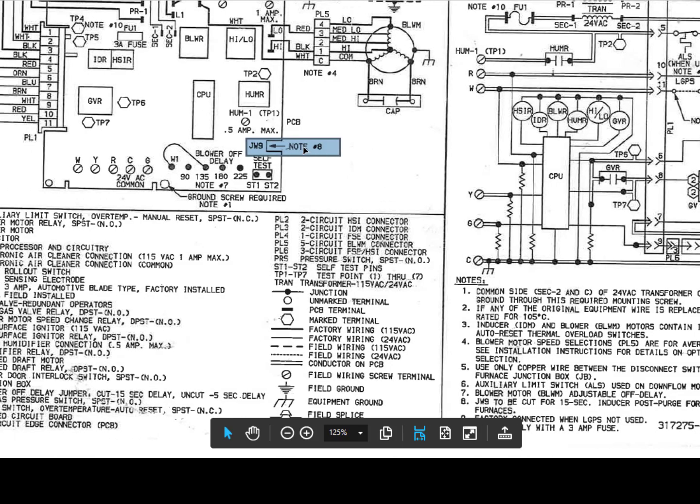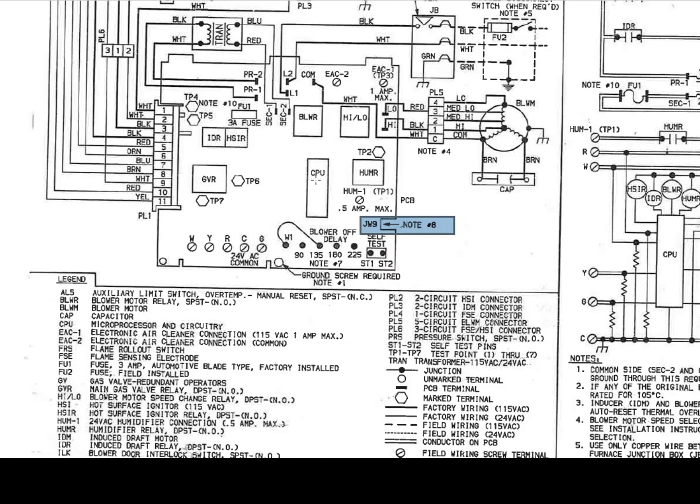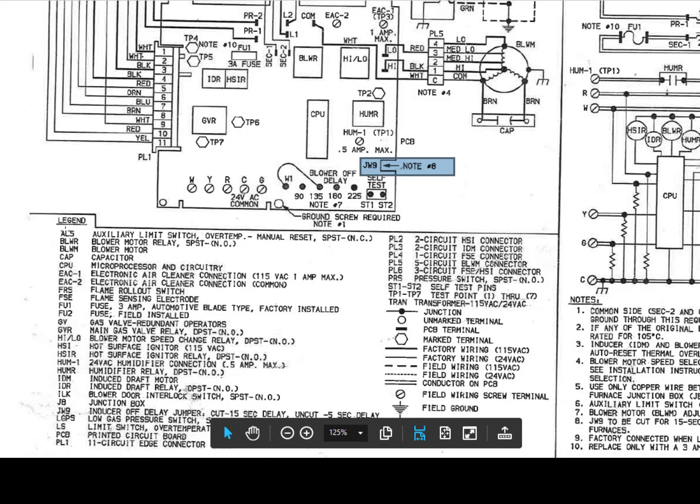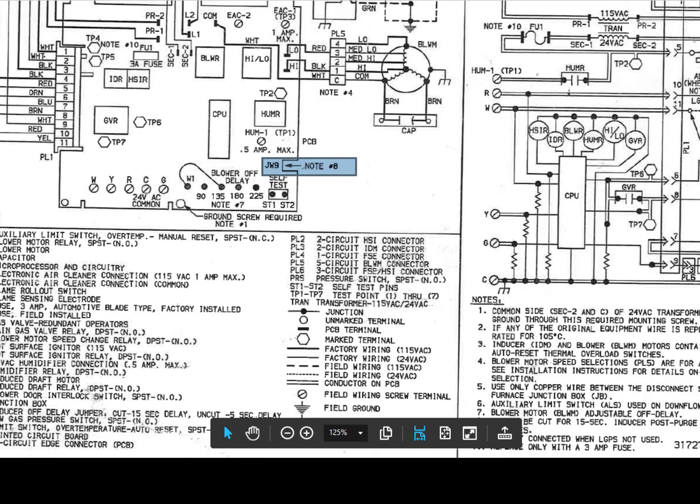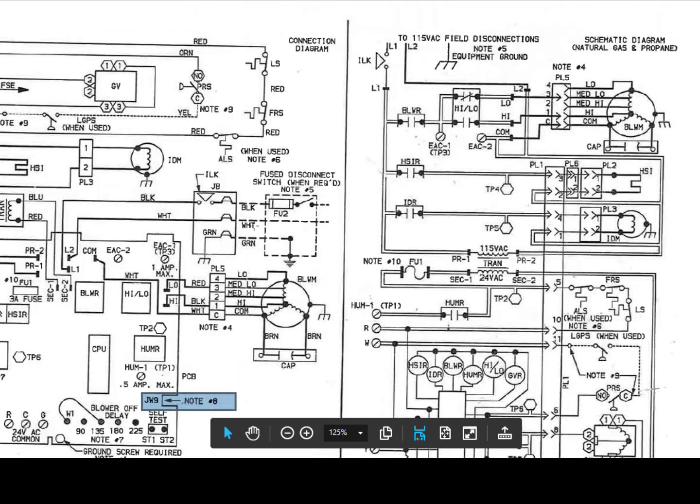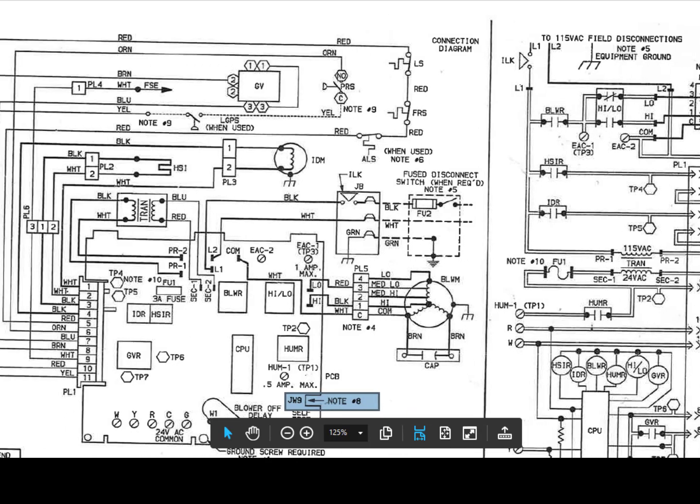And this is an old school furnace. Nowadays they would be preset. So we've got the notes, the legend, and we've got the connection diagram, and we've got the schematic diagram.